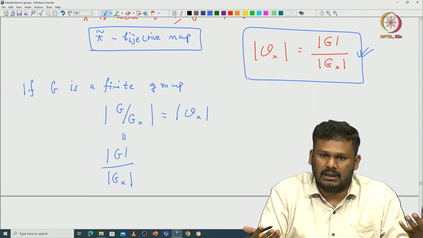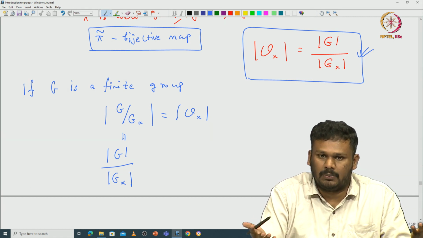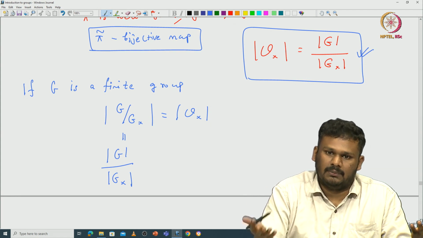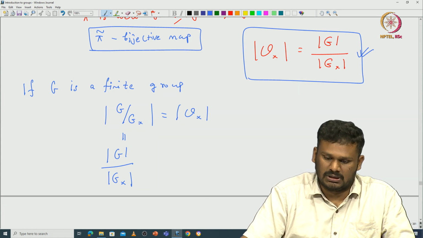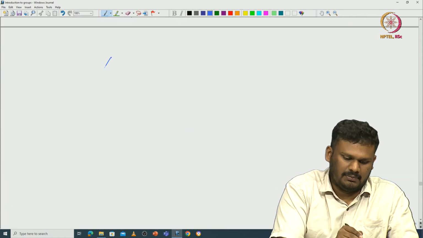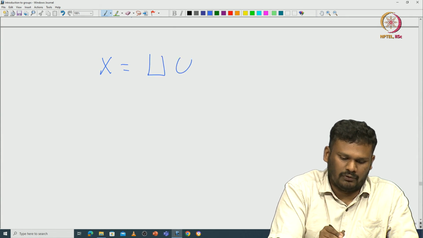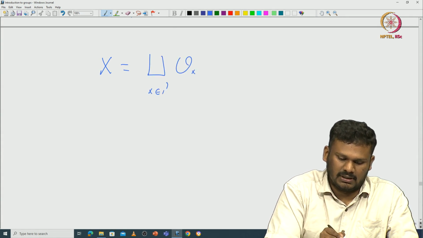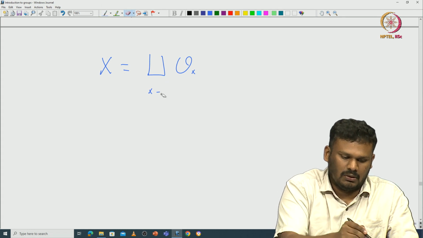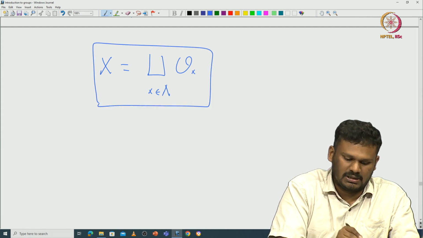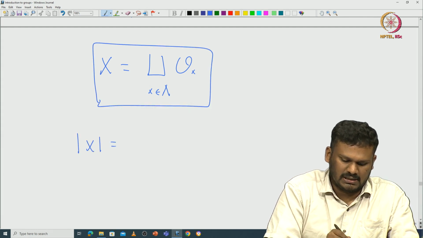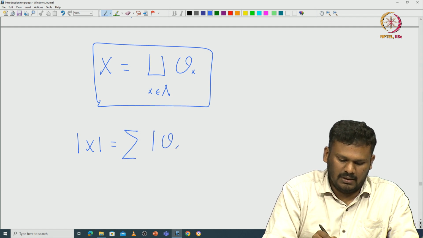Then counting the number of elements in this capital X is nothing but counting the number of orbits and the number of elements in each orbit. So, that is what that orbit decomposition theorem tells. X can be written as a disjoint union of orbits O_x, where x comes from some indexing set capital Lambda. In particular, if you are interested in counting the number of elements in capital X, then this is exactly equal to the sum of the number of elements in O_x where x runs over this capital Lambda.